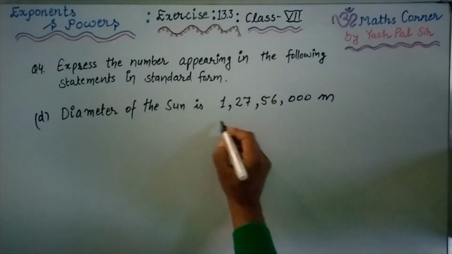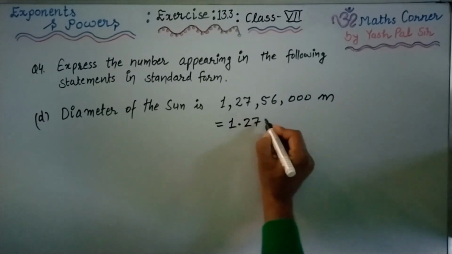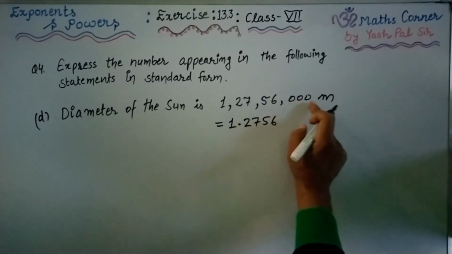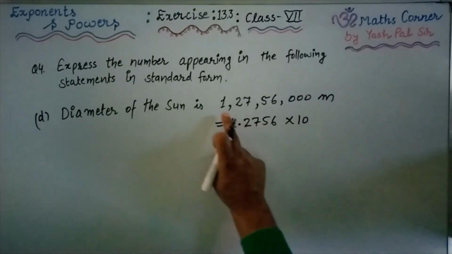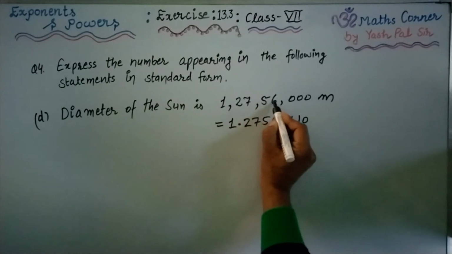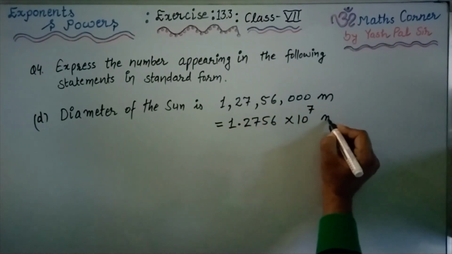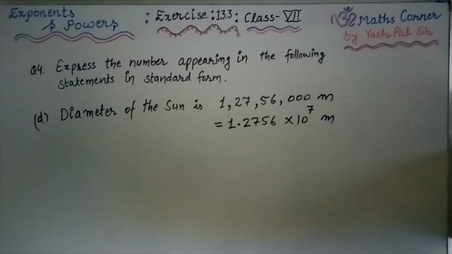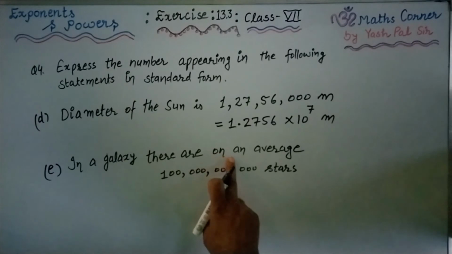Now next we have diameter of the sun. In standard form we write this number as 1.2756000. No need to write, just we write 10 raised to power. After 1, count the digits, 1, 2, 3, 4, 5, 6, 7. 10 raised to power 7 meter.